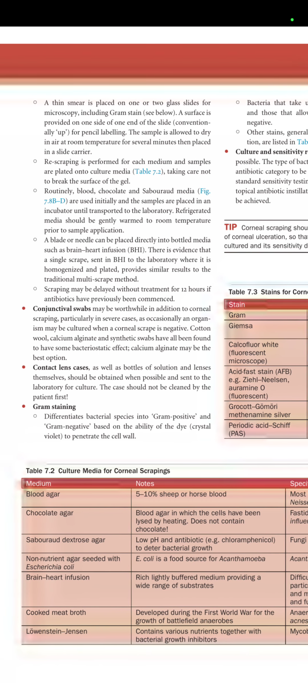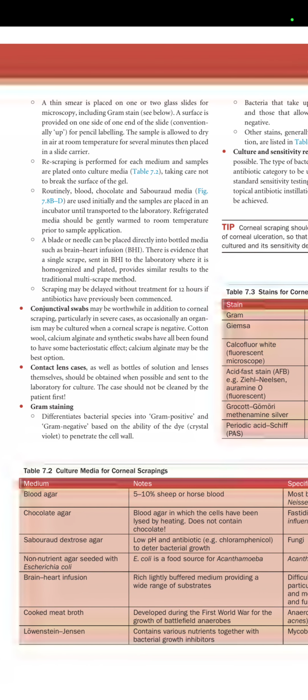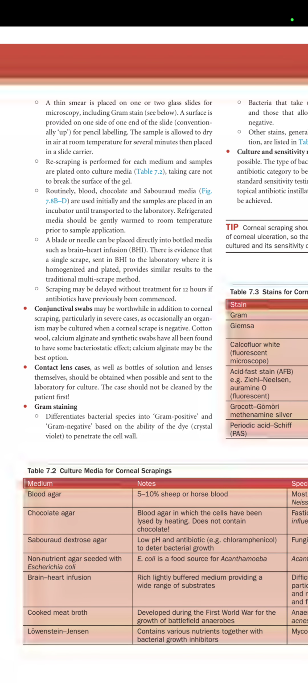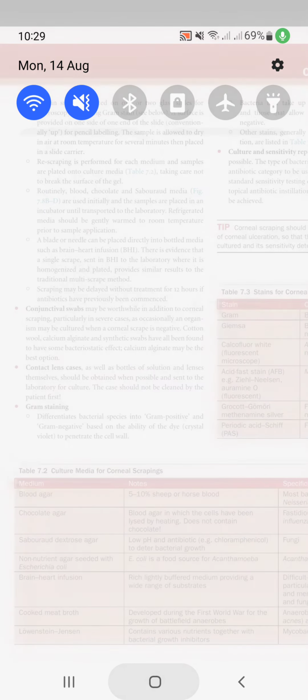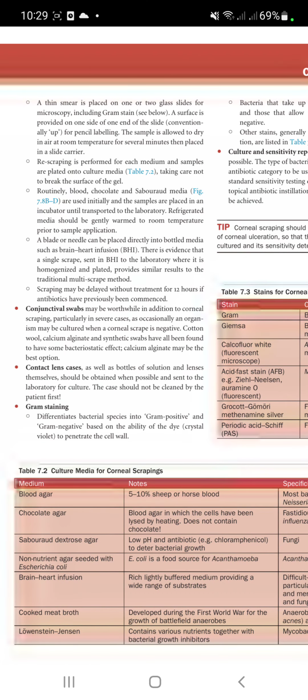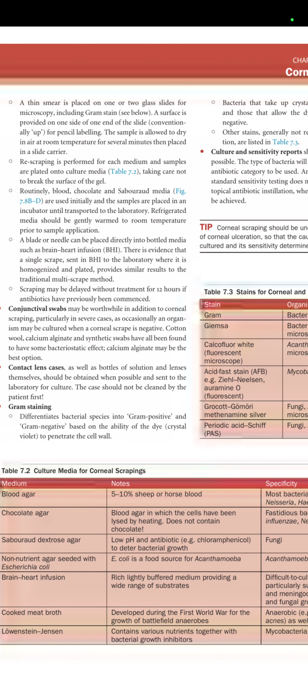You can also culture the contact lens cases. Contact lens cases as well as bottles of solution and lenses themselves should be obtained when possible and sent to the laboratory for culture. The cases should not be cleaned by the patient first. So contact lens cases can also be used to culture the organism.